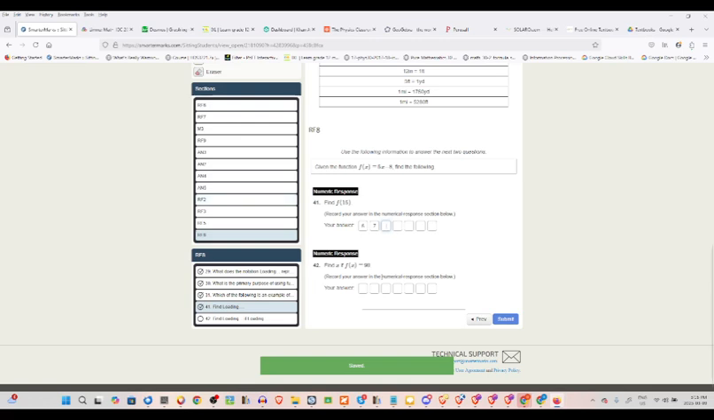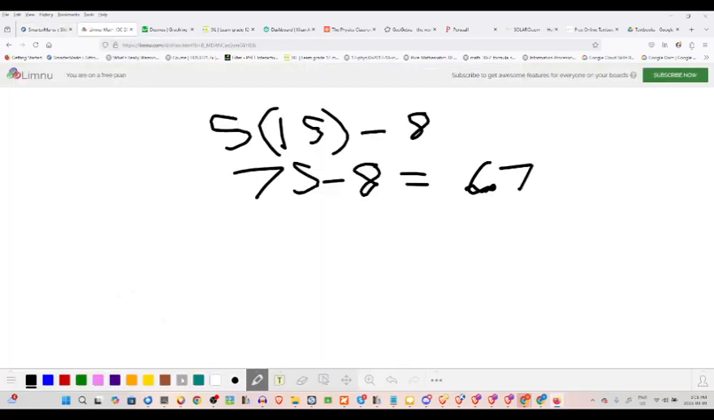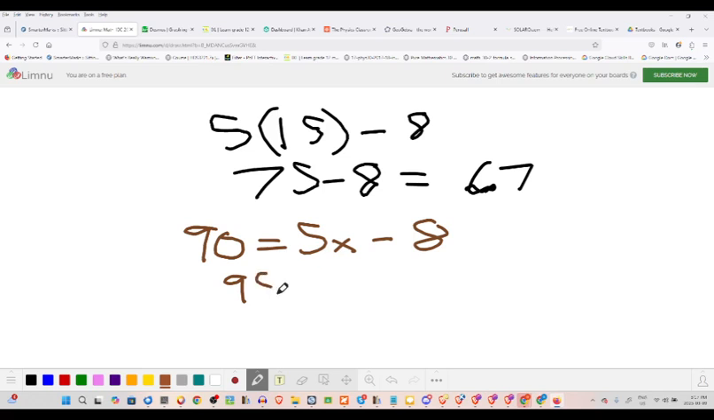Now find x if f of x is 90. That's the flip side. That's where we're saying 90 is 5x minus 8. We add 8 to both sides and divide by 5. 98 is not a multiple of 5, so 98 over 5 is fully reduced.